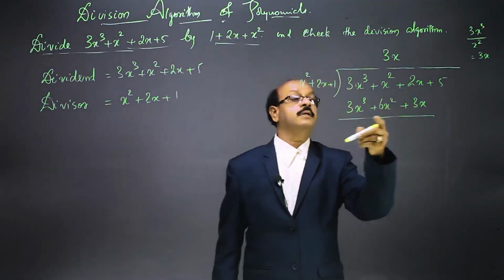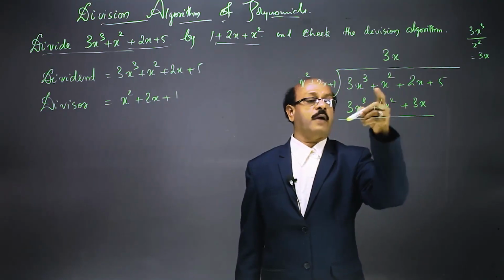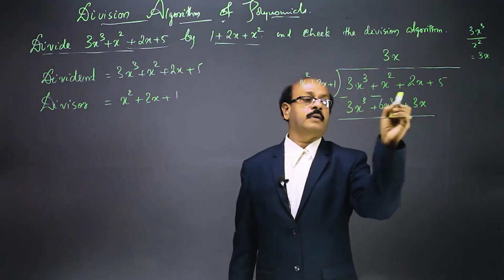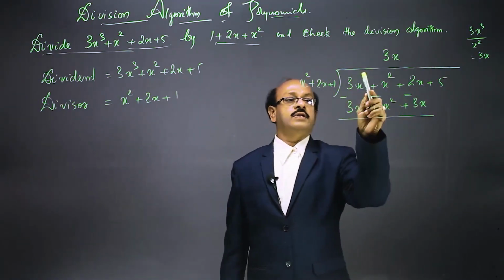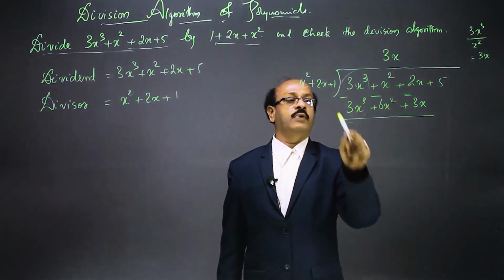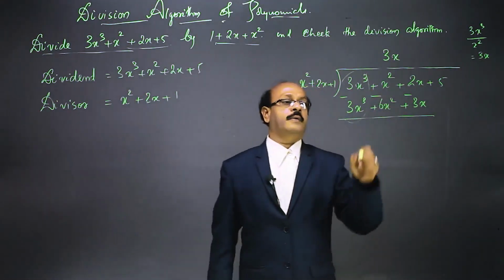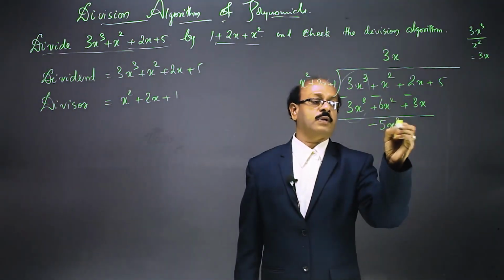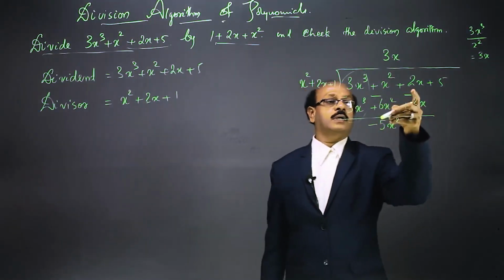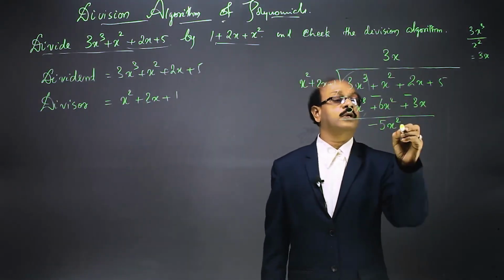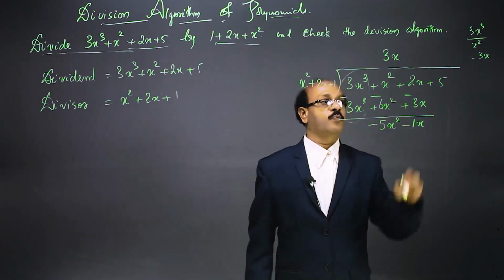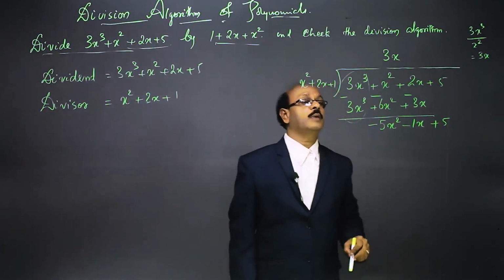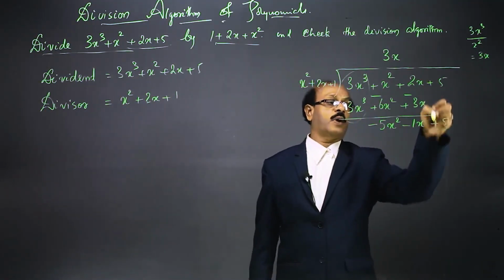We have to subtract 3x cube plus 6x square plus 3x from 3x cube plus x square plus 2x. For that, change the sign. Now, adding, 3x cube and minus 3x cube will get cancelled. And x square minus 6x square is equal to minus 5x square. Now, 2x minus 3x is equal to minus 1x. Now, bring down the plus 5 to the term: minus 5x square minus 1x plus 5.